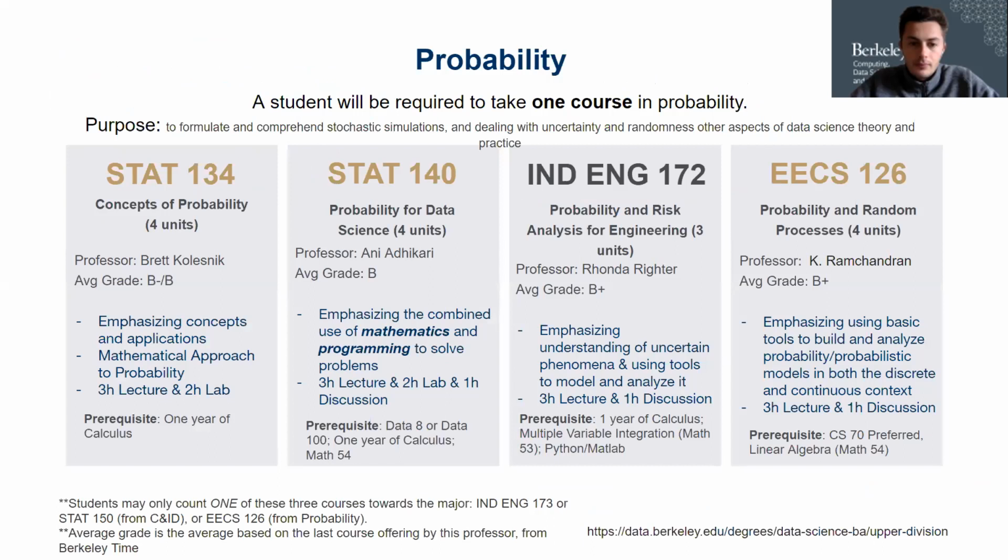So for the data science major, you're required to take 1 course in probability, and you can choose between Stat 134, Stat 140, Industrial Engineering 172, or ECS 126. All of the classes deal with stochastic simulations and allow you to deal with uncertainty and randomness in data science theory and practice. If you have any questions between deciding which class to take, you can always email us or ask on Piazza. And the grade distribution and prereqs are also listed on the bottom.